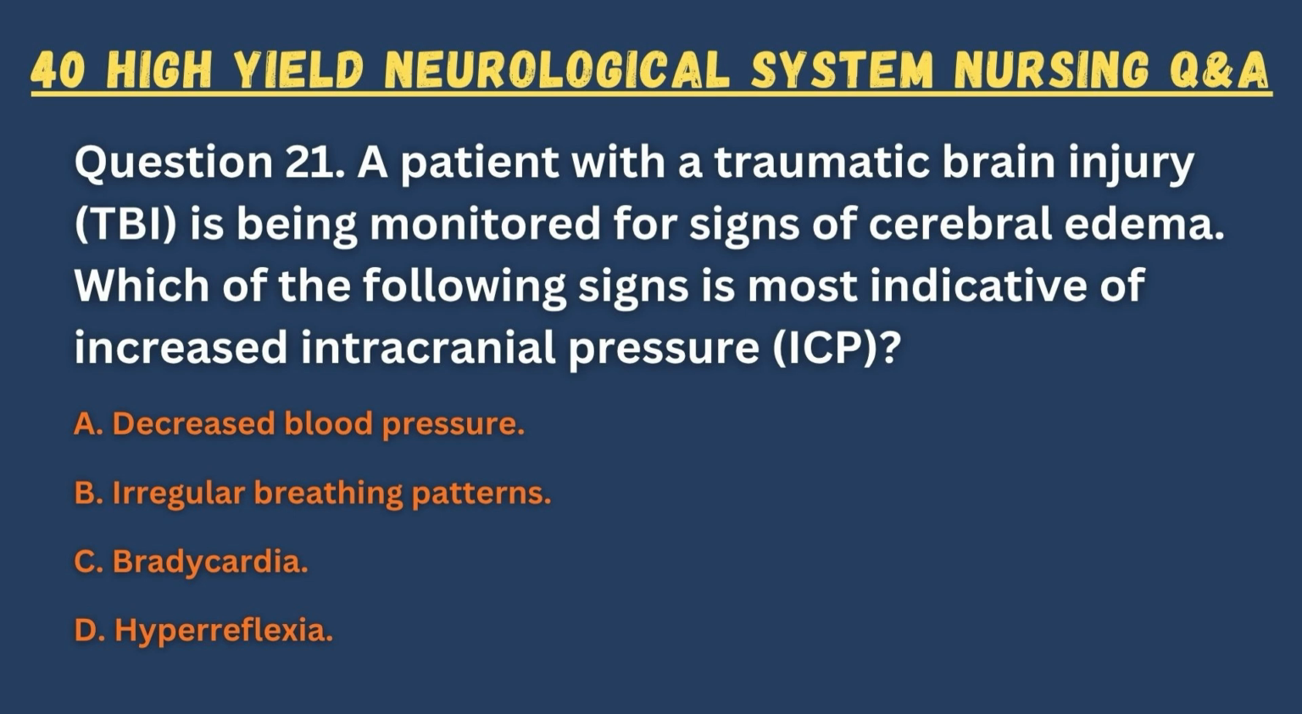Question 21. A patient with a traumatic brain injury, TBI, is being monitored for signs of cerebral edema. Which of the following signs is most indicative of increased intracranial pressure, ICP? A. Decreased blood pressure. B. Irregular breathing patterns. C. Bradycardia. D. Hyperreflexia. Answer. B. Irregular breathing patterns.